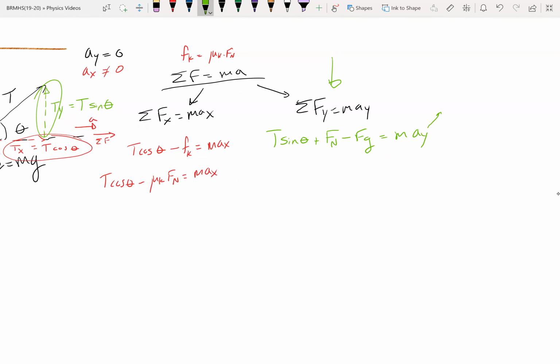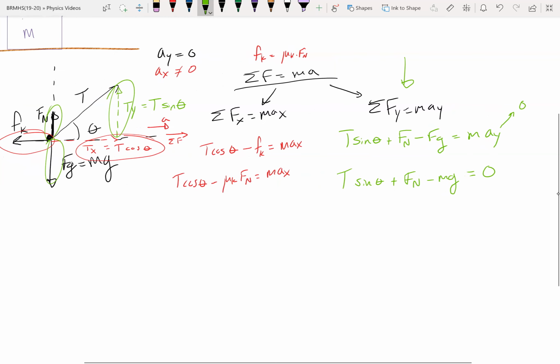But acceleration in the y is going to be 0 because there's no indication of acceleration vertically. It's being dragged across the floor. So I have T sine theta plus normal force minus mg, since Fg is mg, equals 0. And so those are true statements, right? We've got true statements being listed there.